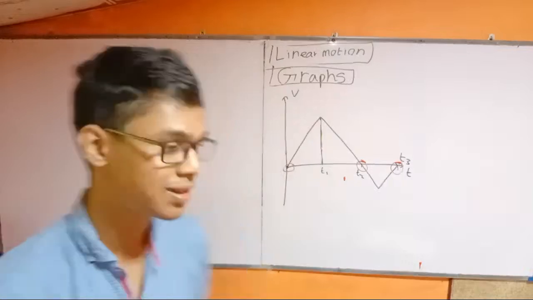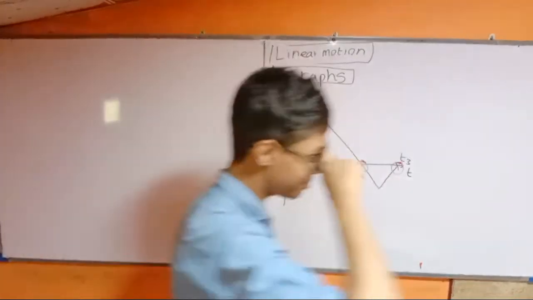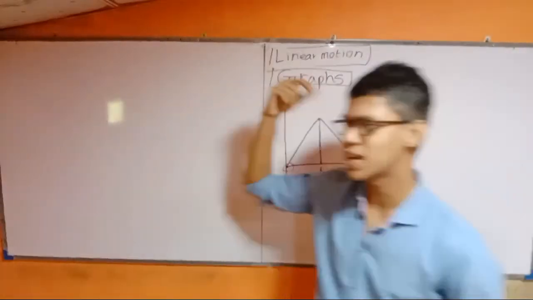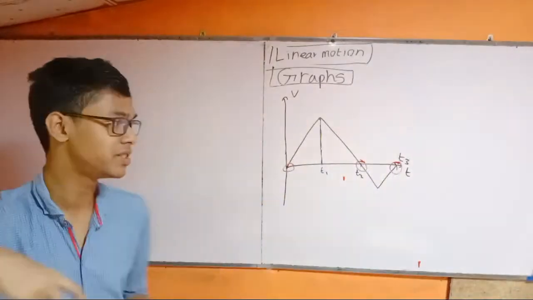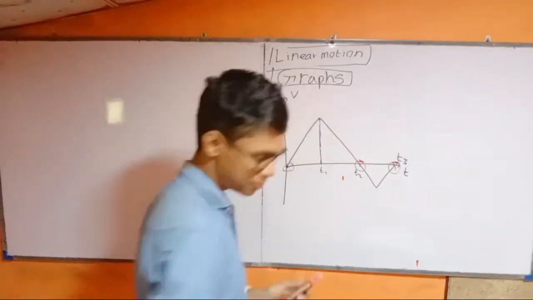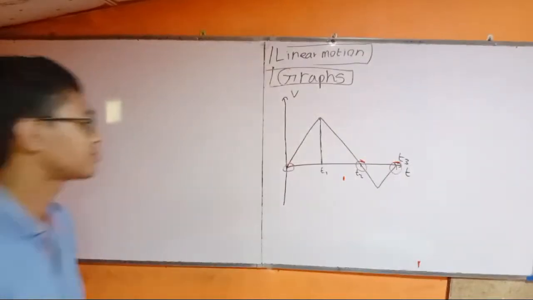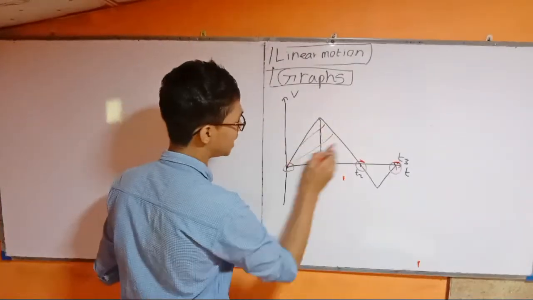Original position. Now what did I say last time? Average velocity. I told you that the area under the VT graph gives you the displacement, right? So what is the area under this one? Make the area positive.